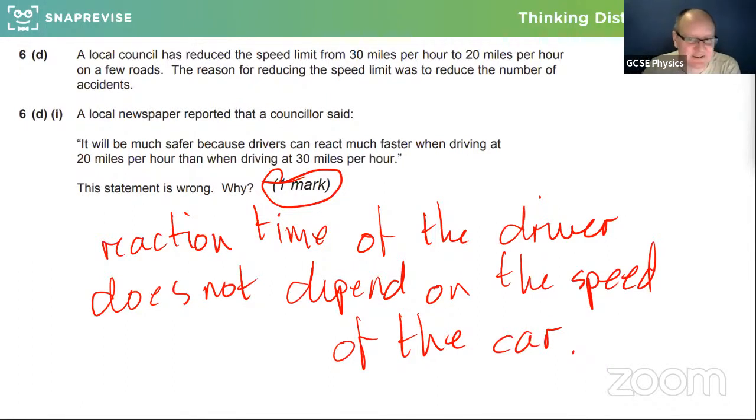Just picking out the science from a statement. Stopping time will be faster if you're going slower. That's true, but it's not something that this particular councillor or newspaper is reporting. A councillor has actually said they're not talking about stopping time. So here they're saying the drivers will react quicker. No, they won't, because the speed of the vehicle doesn't affect reaction time.